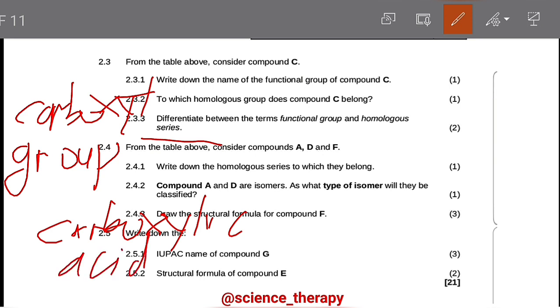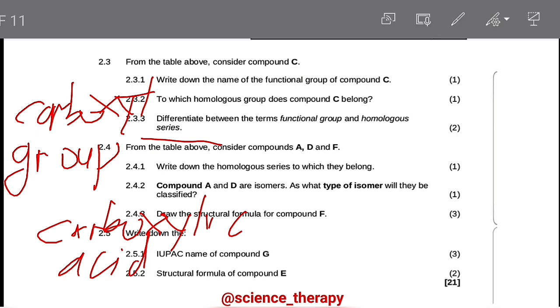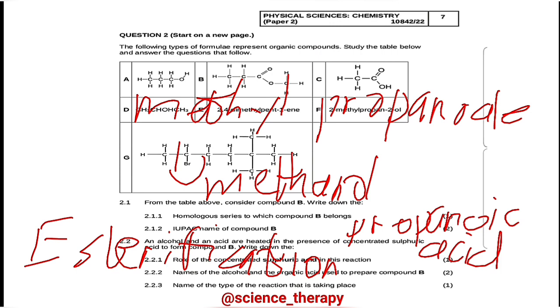Now 2.3.3, differentiate between the terms functional group and homologous series. We already did that. We whapped through the definitions from the beginning. Then 2.4, from the table above, consider compounds A, D, and F. Let me erase here first. A, D, and F.